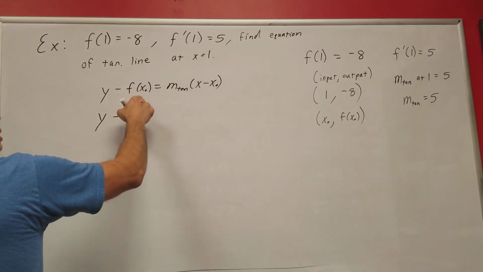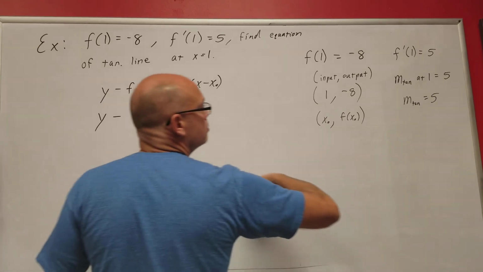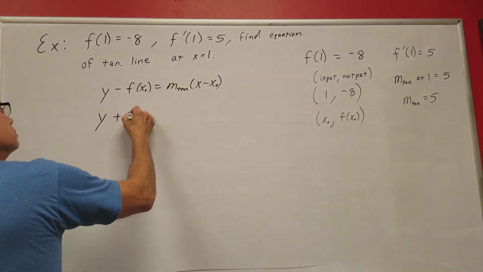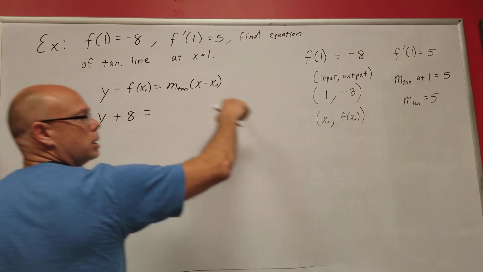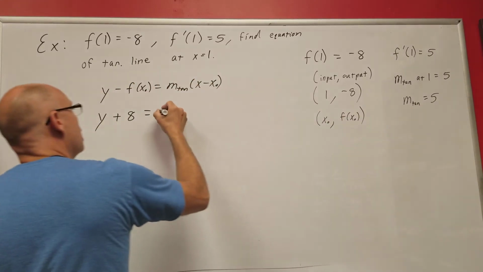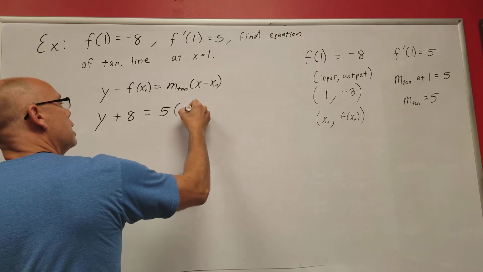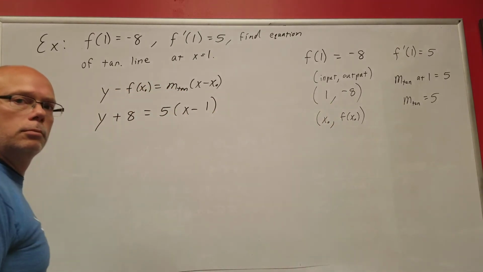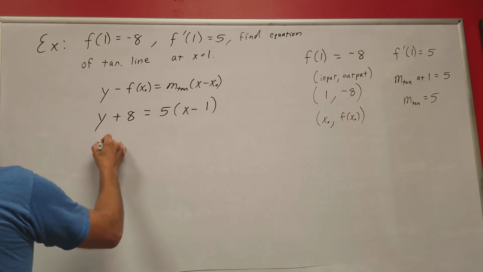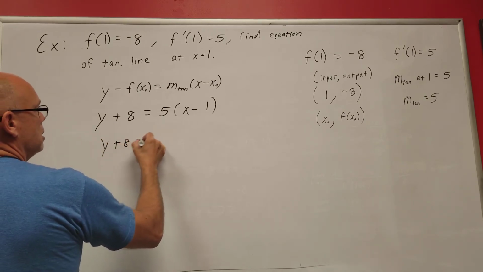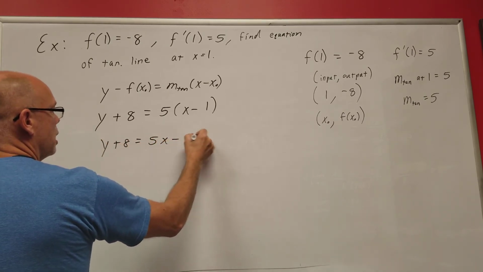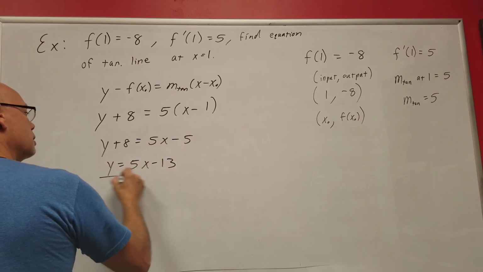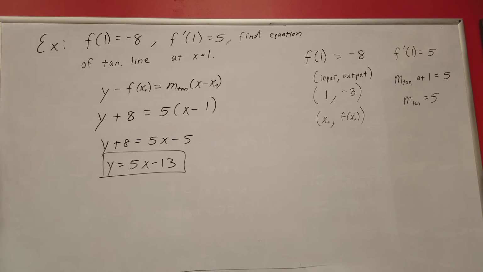y minus f at x naught is what? Negative 8. It's equal to m tan, we just said was what? 5 times x minus what? 1. Now just clean this up. y plus 8 is equal to 5x minus 5. So y is equal to 5x minus 13 is my equation of my tangent line.